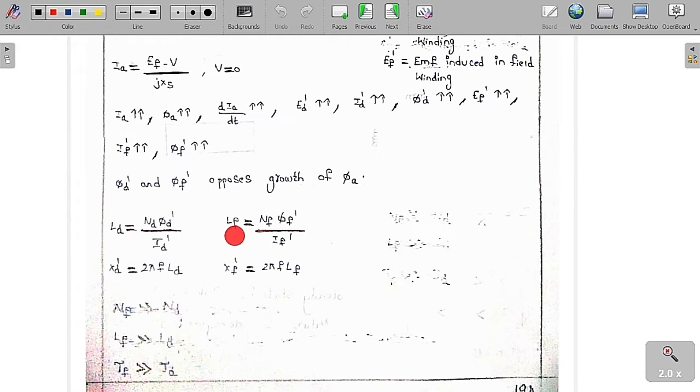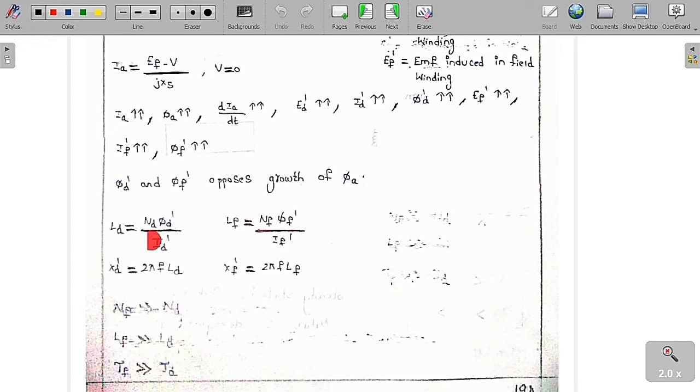Similarly, if you want to find the inductance of the field winding, it is the same formula. The general expression is L equals N phi by I. Here LF indicates the inductance of the field winding, NF indicates the number of turns of the field winding, phi F dash is the flux produced because of the field winding, and IF dash is the current flowing in the field winding.